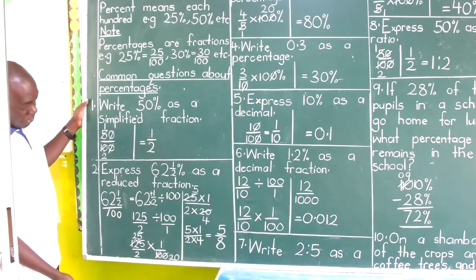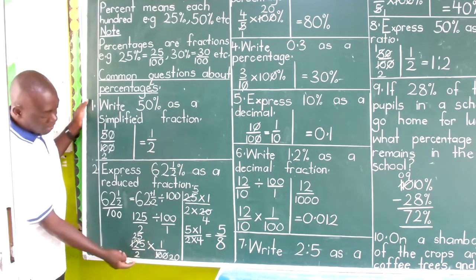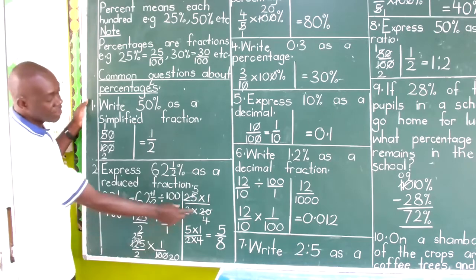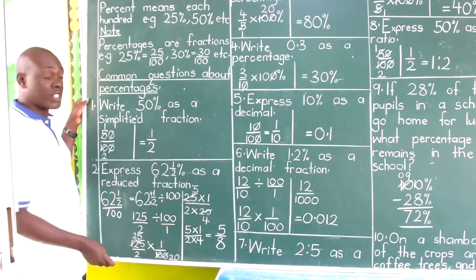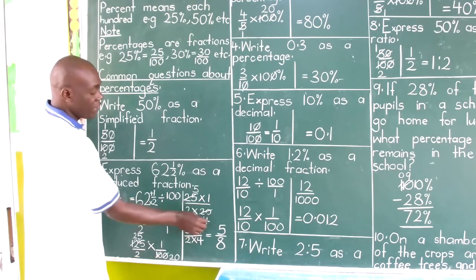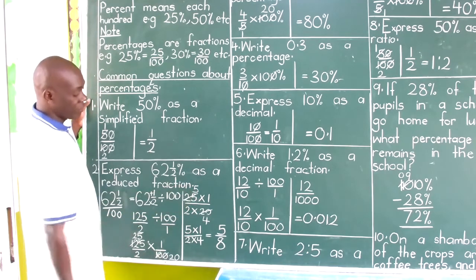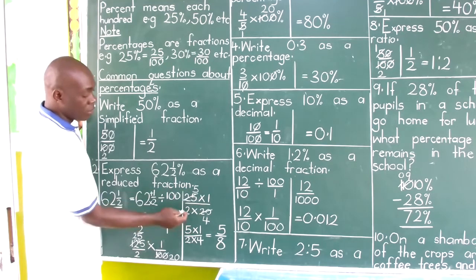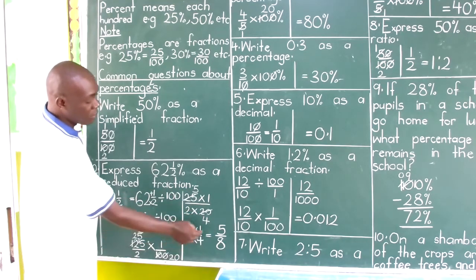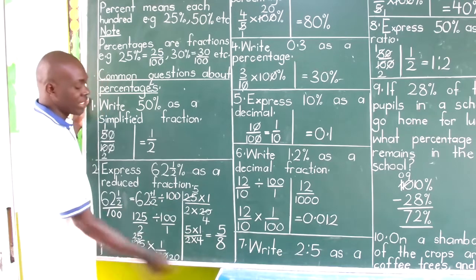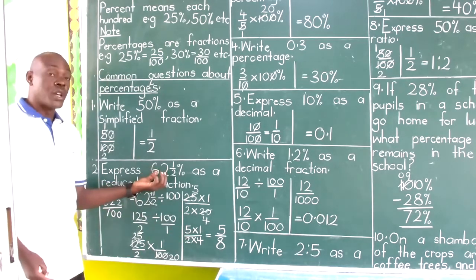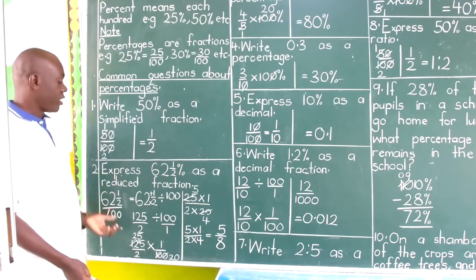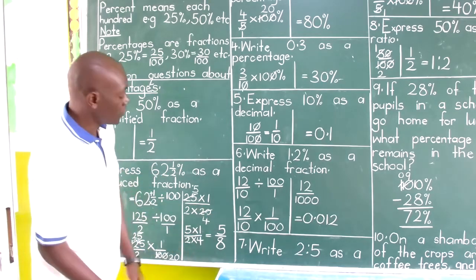Now you remain with 25 times 1 out of 2 times 20. 20 and 25 are also divisible by 5. 20 divided by 5 is 4, 25 divided by 5 is 5. So remaining 5 times 1 out of 2 times 4. 5 times 1 is 5, and 2 times 4 is 8. So 5 out of 8 is the answer. So 62.5% as a reduced fraction is 5 out of 8.